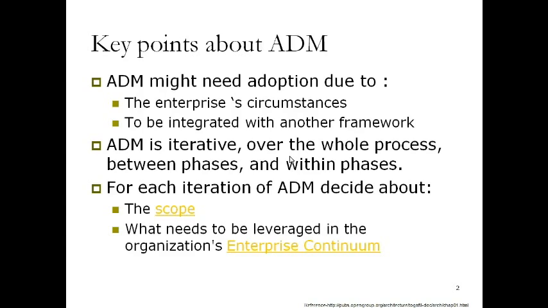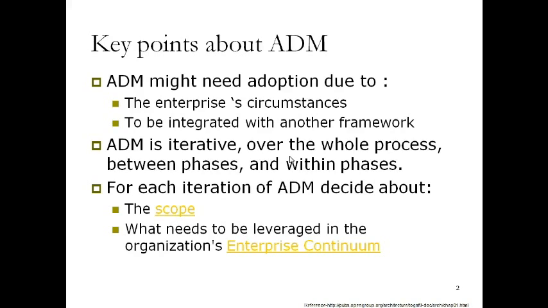ADM is iterative over the whole process, between phases and within phases. So basically this is the iteration or cycle of developing applications, data, or business services for different building blocks for enterprise architecture. Remember, we talked about how these building blocks are accumulated in a bucket in the enterprise continuum. That's something that we'll talk about later in this session.